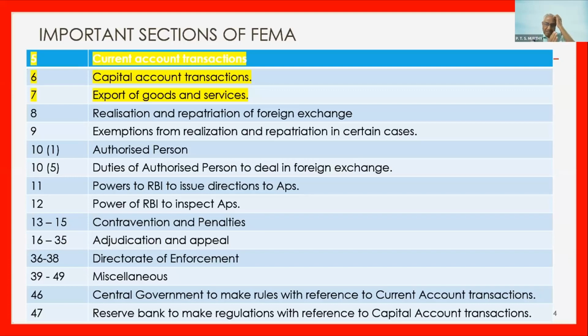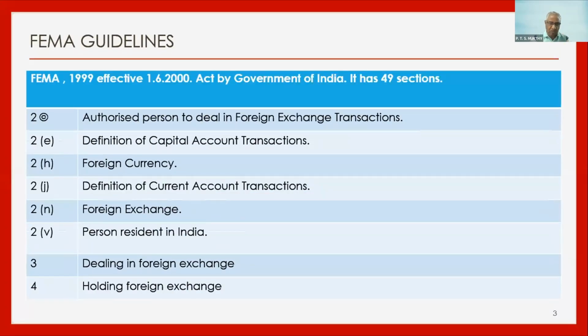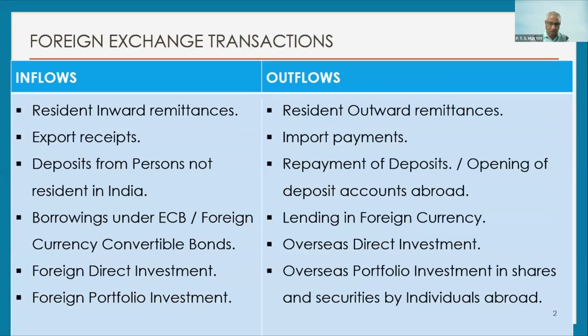Now, all these transactions which you have seen, inflows and outflows, in this slide, we further bifurcate them into current account transactions and capital account transactions. Briefly, we can say the first 2 transactions, resident inward remittances, export receipts, and resident outward remittances, import payments, are considered as current account transactions. These 4 are treated as current account transactions. We will elaborately see these current account transactions once again.